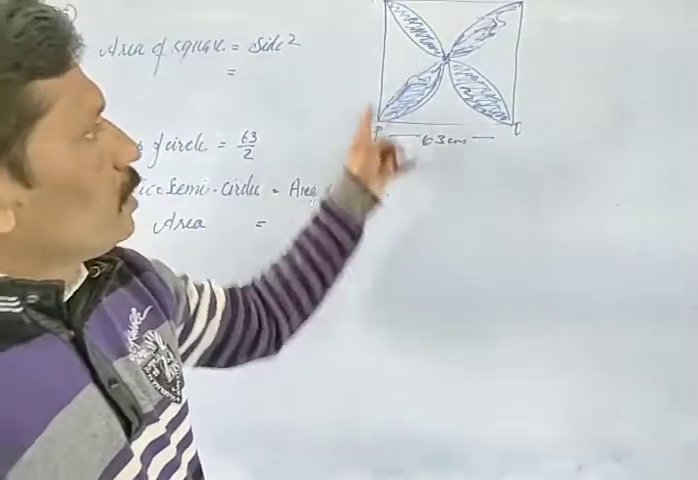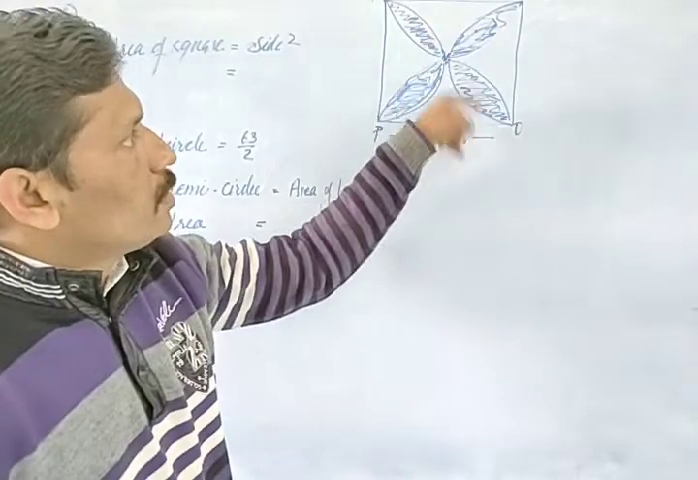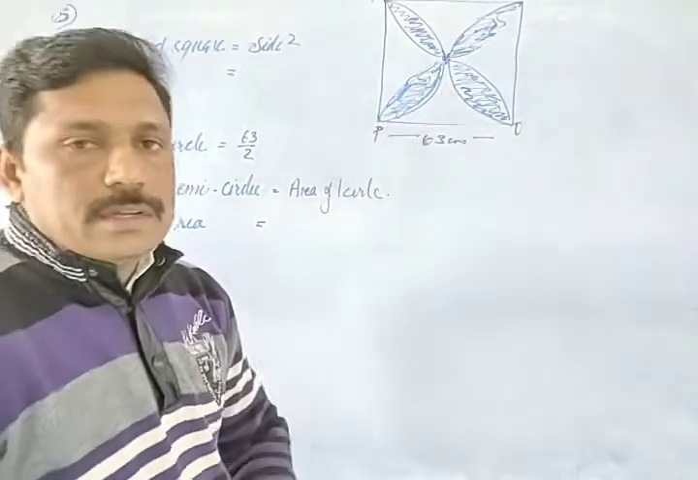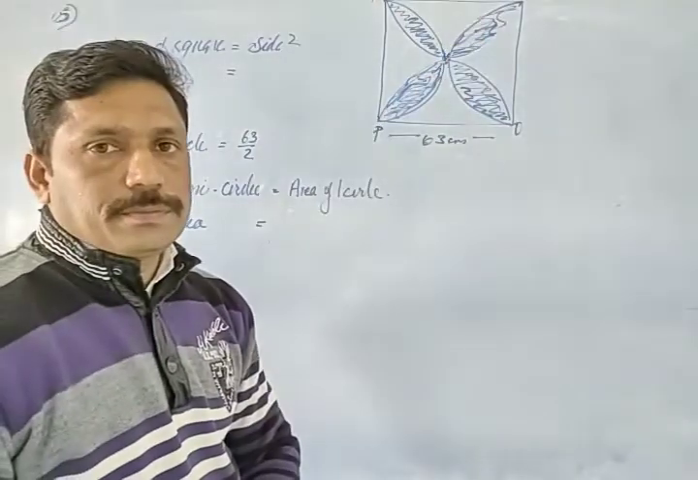Look at the diagram here. This is a square, and here you can see 4 semicircles like this. You have to find out the area of the shaded portion.